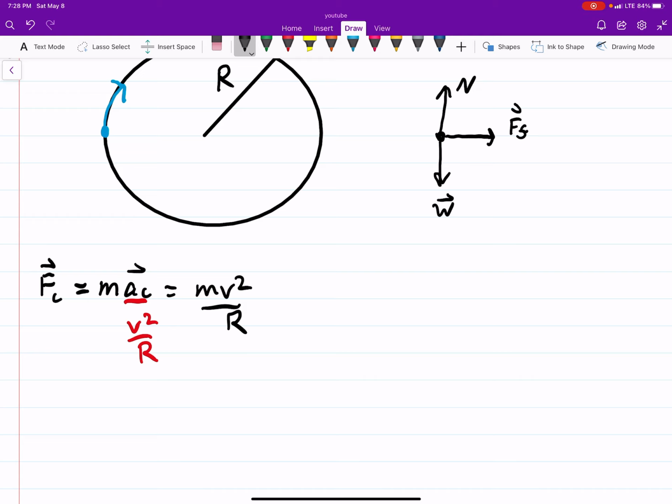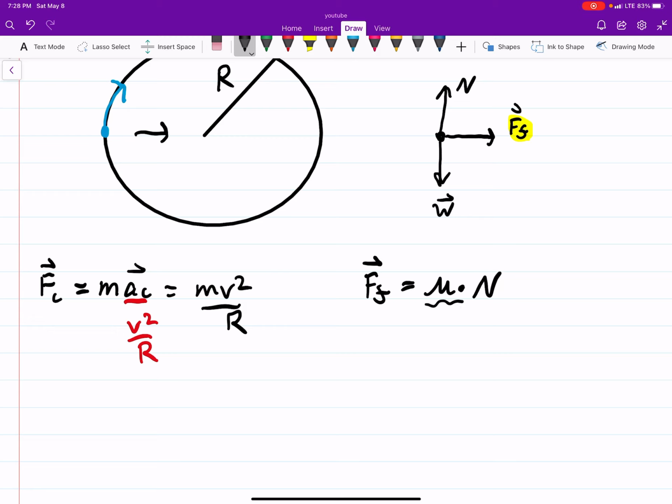acceleration. And the force that's accelerating us towards the center, so if you were going around this turn in a car, you would lean towards the center. So there's an acceleration towards the center. And the force that's acting in that direction is our friction force. And the equation for our friction force is mu times the normal.